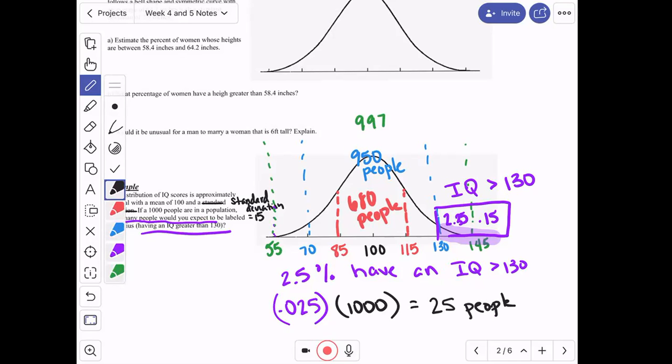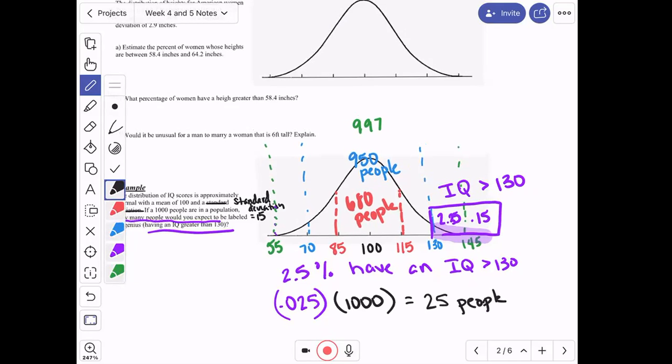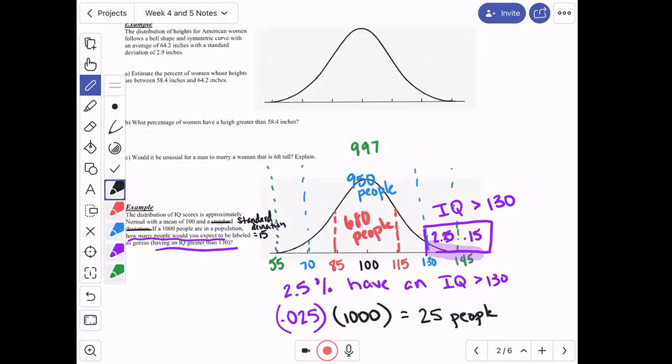So let's look at the other example, and we'll talk about that one. It says the distribution of heights for American women follows a bell-shaped and symmetric curve with an average of 64.2 inches and a standard deviation of 2.9 inches. Did it tell me the distribution is normal? Yes, it says it's symmetric, and it also said that it is bell-shaped. It has to say symmetric and bell, or it has to say normal.